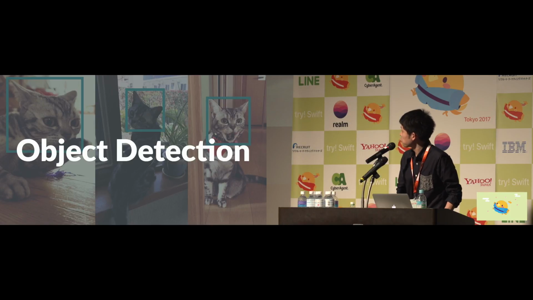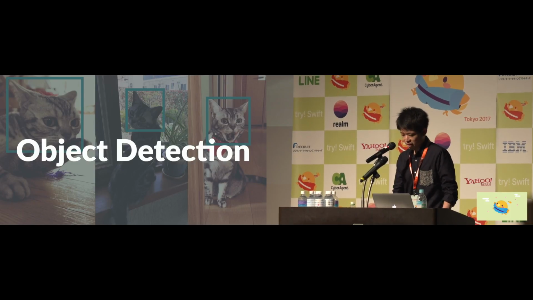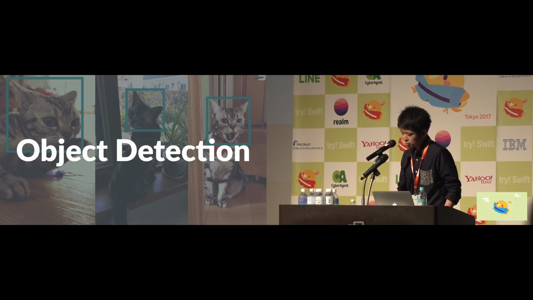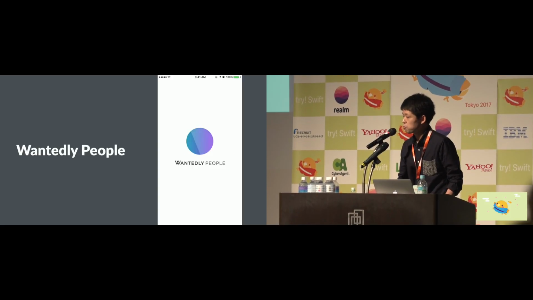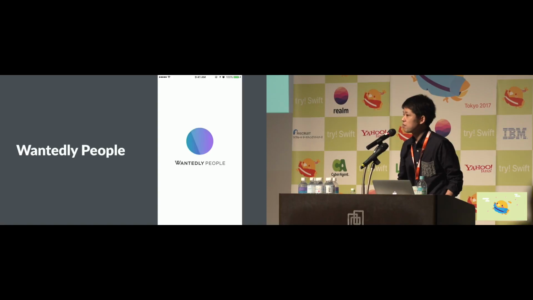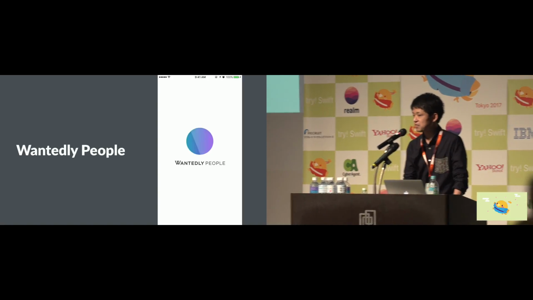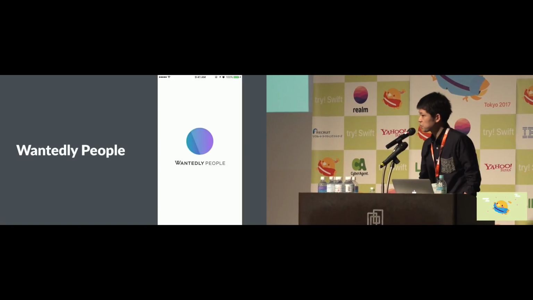So, object detection. Maybe you can guess from this image, but object detection is a process of finding objects in images or videos, such as cars, faces, or cat faces. And half a year ago, we released a real-time object detection app, which is Wanted People. Basically, it's an app to manage business cards. But the great thing about this app is that it can automatically detect multiple business cards in the camera.